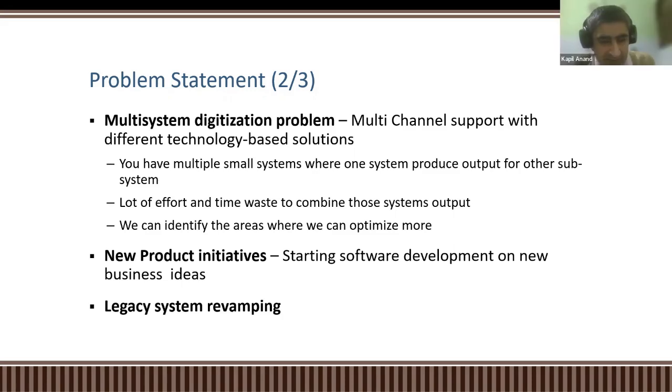Yeah, sure. Please, just cover the last point also, the legacy system revamping. So this is also a very common problem that we have seen in our experience with a lot of customers.